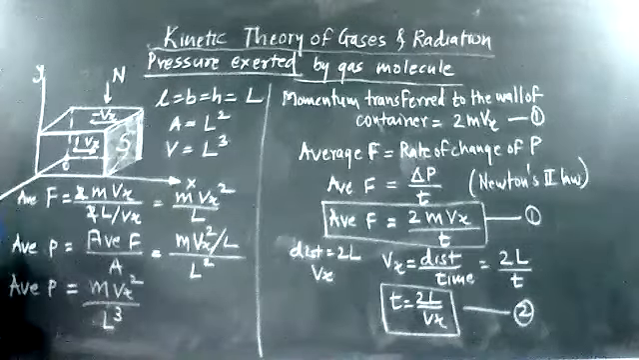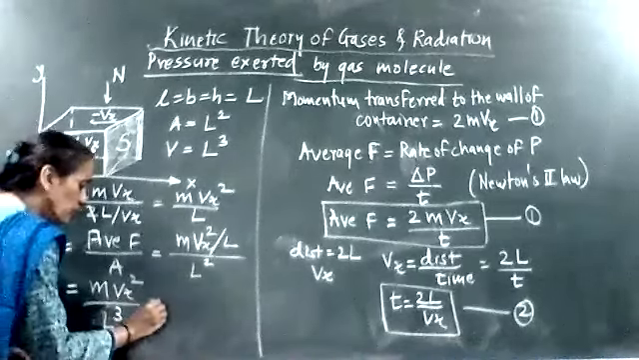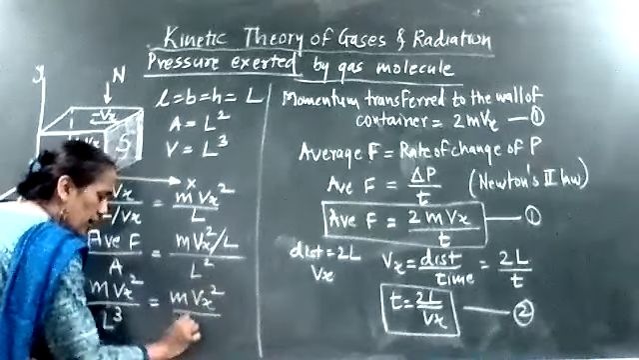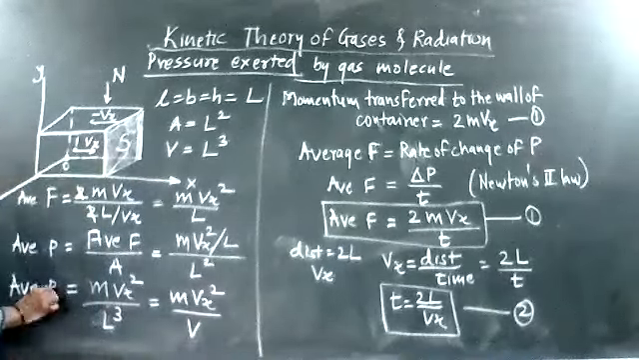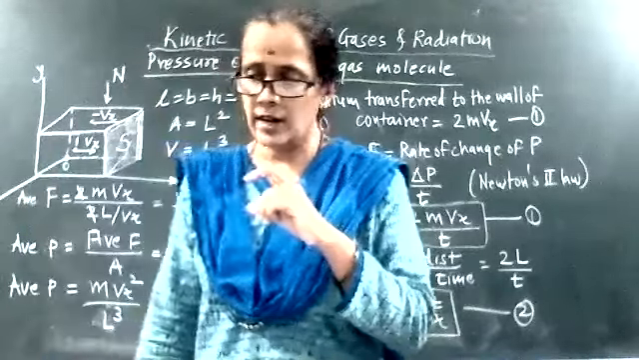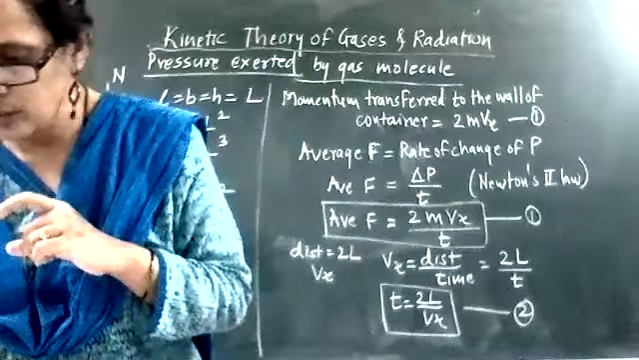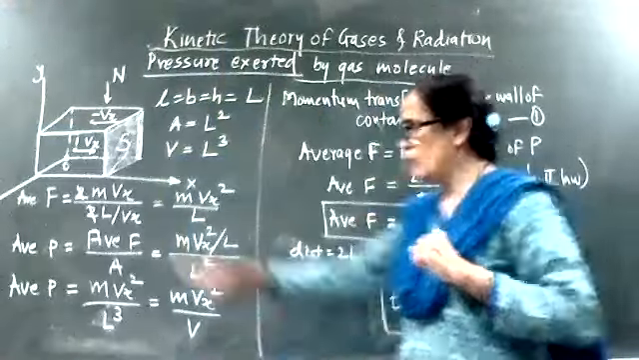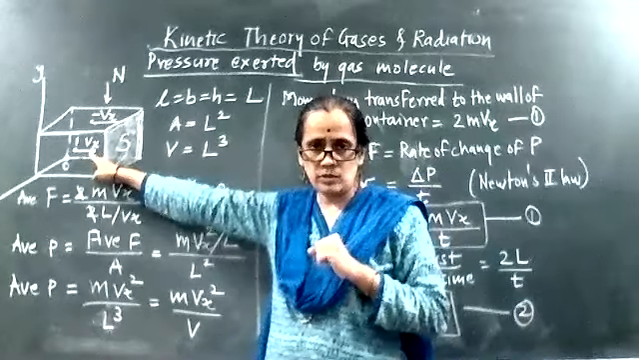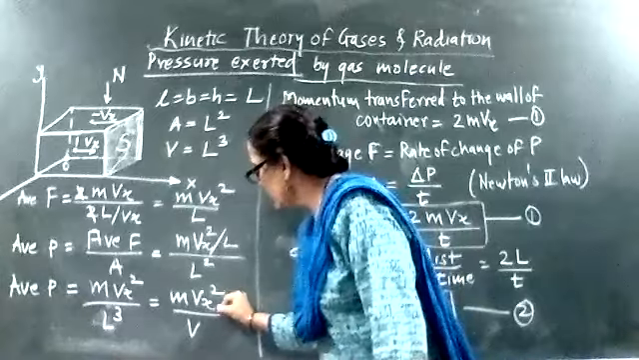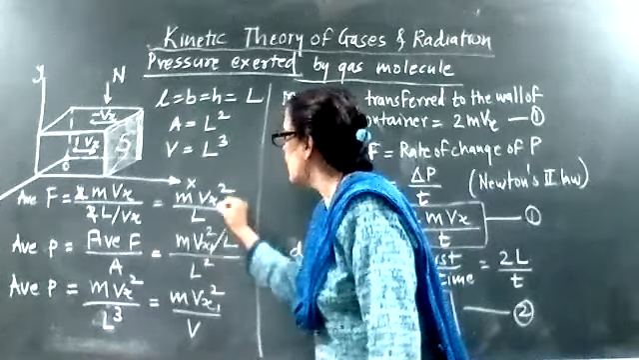And L cube is nothing but the volume of the cubical container. So m Vx square upon V is nothing but the average pressure. Clear? Now, once we got this average pressure, but this average pressure is of what? First molecule, only one molecule. So this average pressure is of molecule number 1.